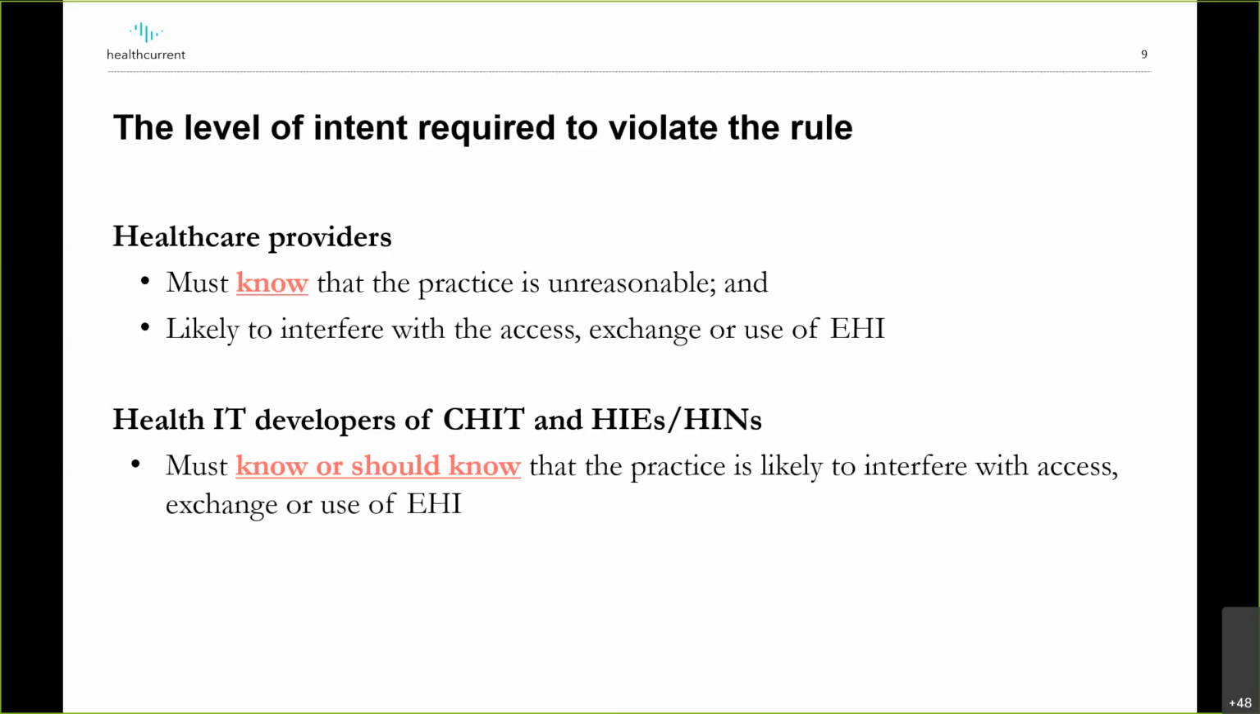That contrasts with the mental requirement for health IT developers, who must know or should know that the practice is likely to interfere with access. So there's a little heads up from ONC that ONC is aware that the health IT developers probably are more likely to engage in information blocking, and therefore they've lowered that bar to say, if you should have known that this was going to cause this interference, then you may be liable under the rule.